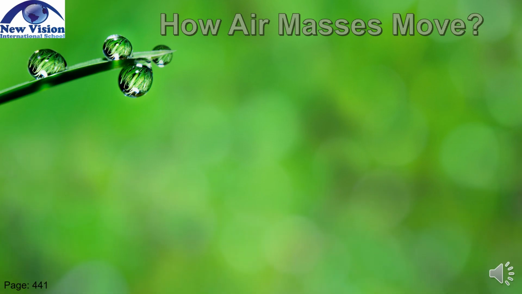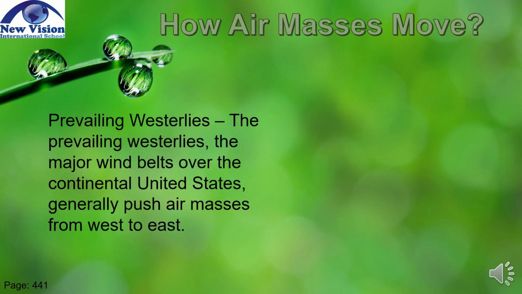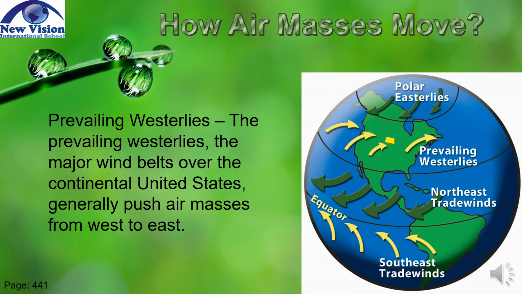How air masses move. First, prevailing westerlies. The prevailing westerlies, the major wind belt over the continental United States, generally push air from west to east. That is prevailing westerlies.